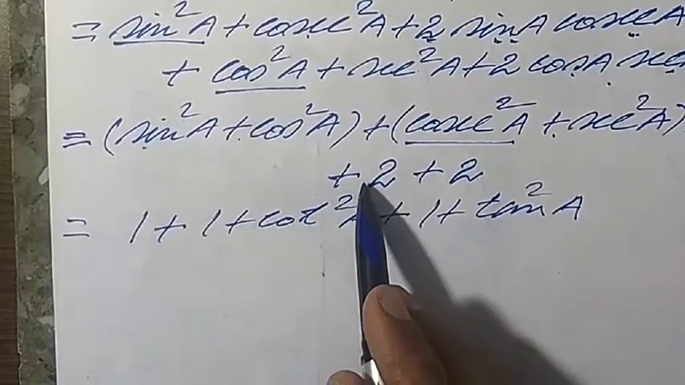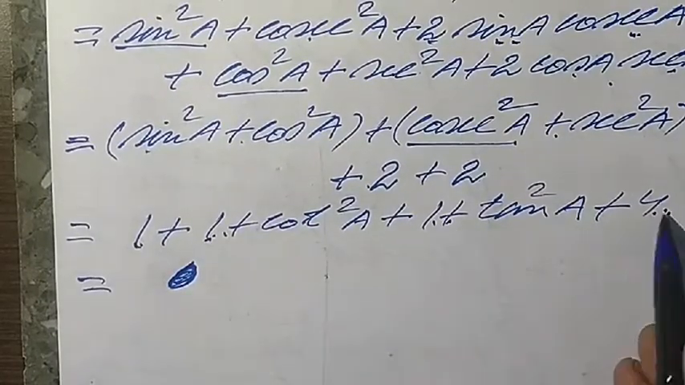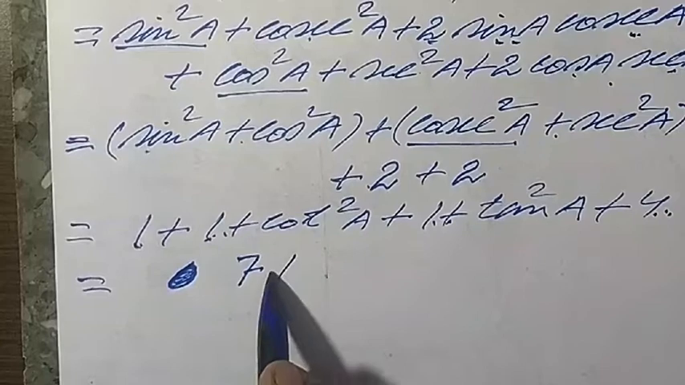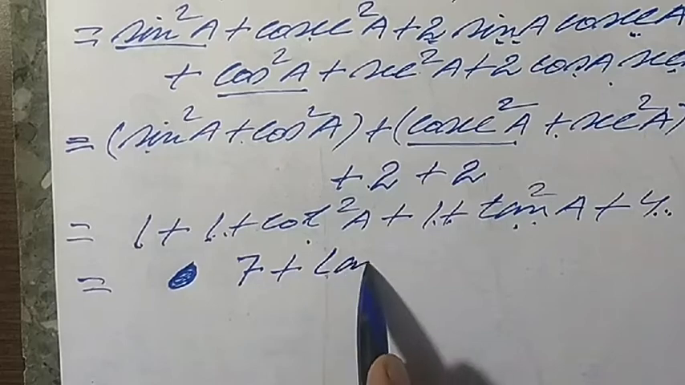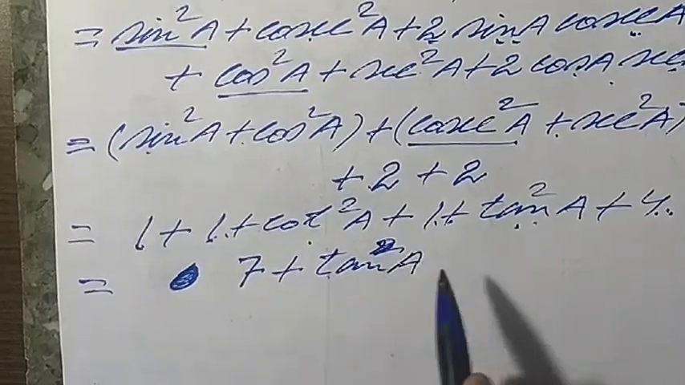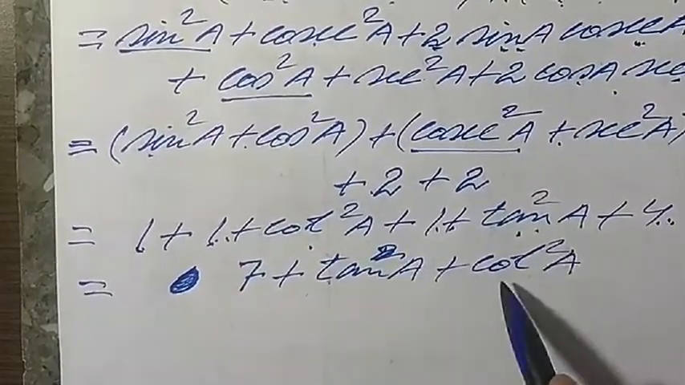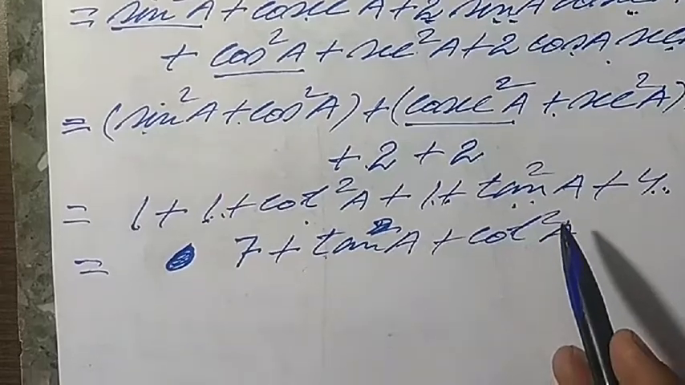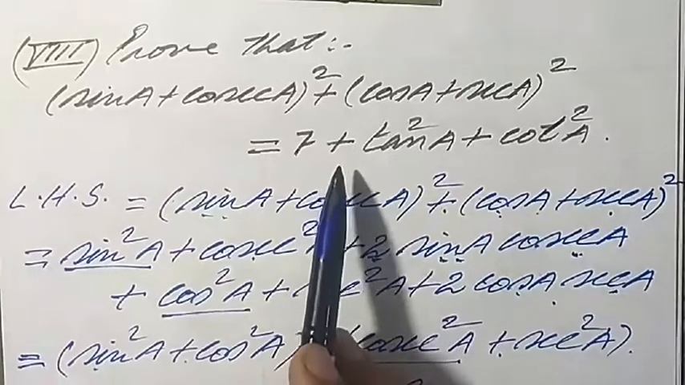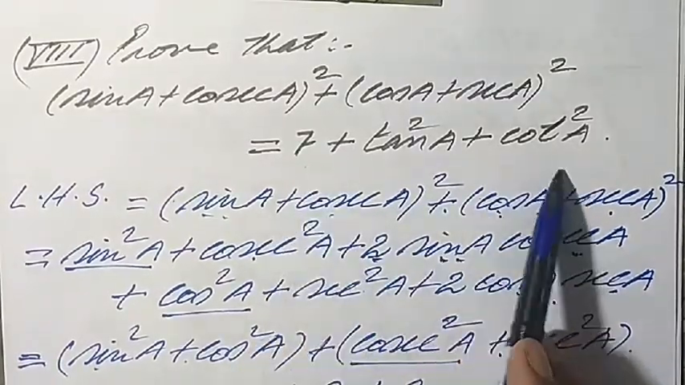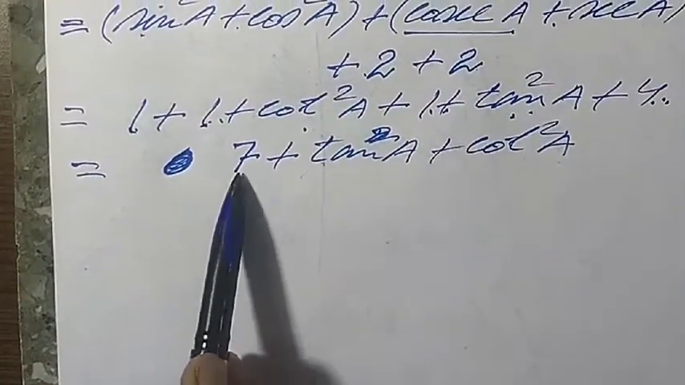And then after that 2 plus 2 becomes 4, so 1 plus 1 plus 1, 3 plus 4, 7, we write 7 plus, then we may write tan square A because addition is commutative, so tan square A plus cot square A. We may also write cot square A first and then tan square A. It makes no difference because addition is commutative, but we have written in the same form as it is given in the sum as right hand side in the same order, 7 plus tan square A plus cot square A. So we have arranged all the terms in the same way, 7.